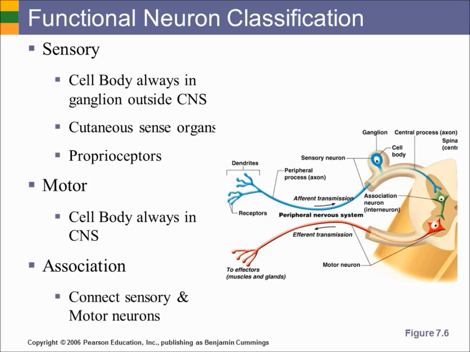Finally, association neurons. Like you would guess, these are going to connect the sensory and the motor neurons. In my diagram here, the association neuron, sometimes called an interneuron, is in green, and it connects the sensory to the motor.